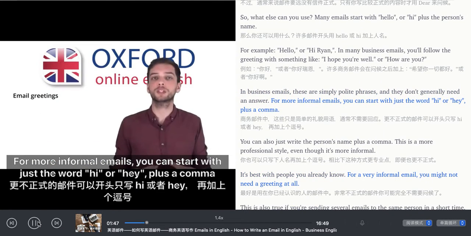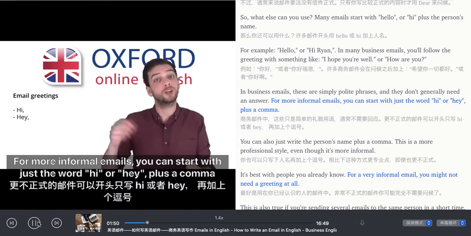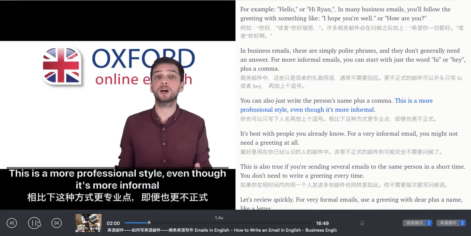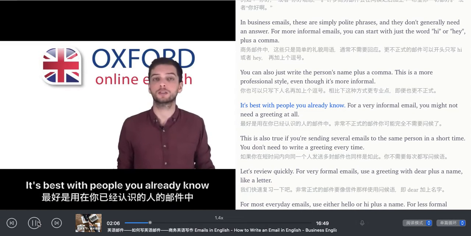For more informal emails, you can start with just the word hi or hey plus a comma. You can also just write the person's name plus a comma. This is a more professional style, even though it's more informal. It's best with people you already know.